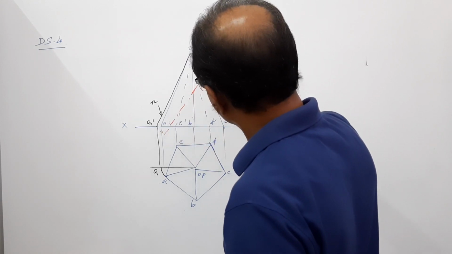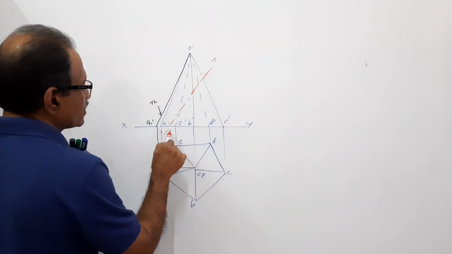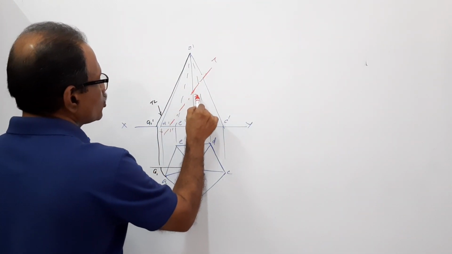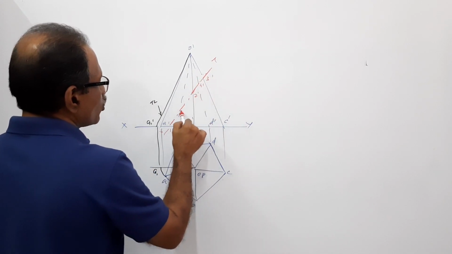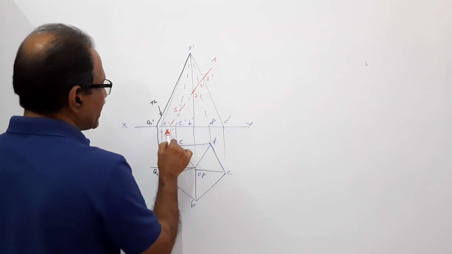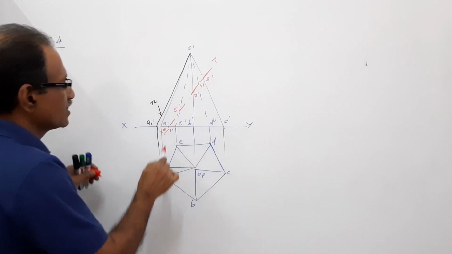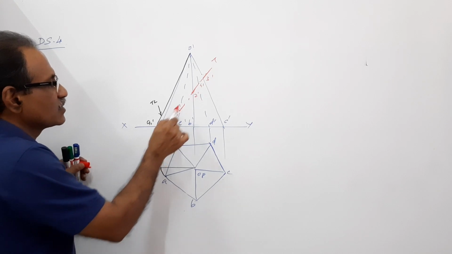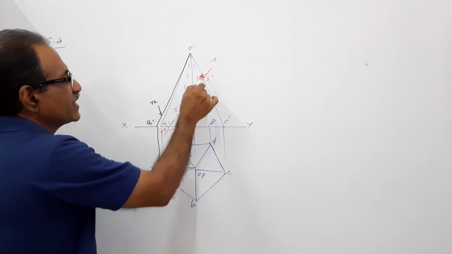VT. Where does it cut? It cuts the base at 1 dash, O dash B dash at 2 dash, O dash C dash at 3 dash, O dash D dash at 4 dash, O dash E dash at 5 dash, and O dash A dash again, and the base again at 6 dash. So the base is cut at two points, 1 dash and 6 dash, and the points are 1 dash, 2 dash, 3 dash, 4 dash and 5 dash.